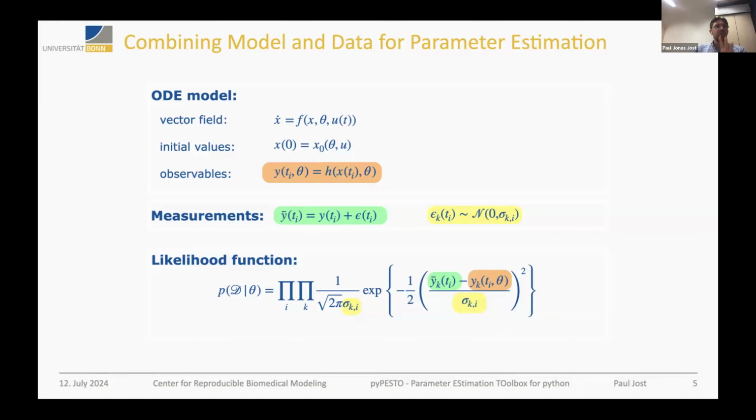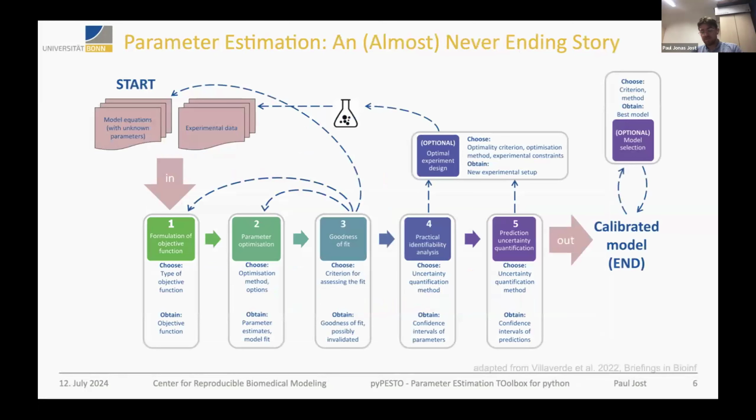Okay, so we have a function that we want to optimize. So how does parameter estimation look like? Parameter estimation to me is something like a never-ending story, honestly. We talked about model equations and experimental data, and the first step, we are kind of halfway there already. We'll get a bit more into the details of formulating an objective function. This includes, if you don't want to write it yourself, choosing a simulator like Roadrunner. If you did this, you can theoretically directly start with the parameter optimization.